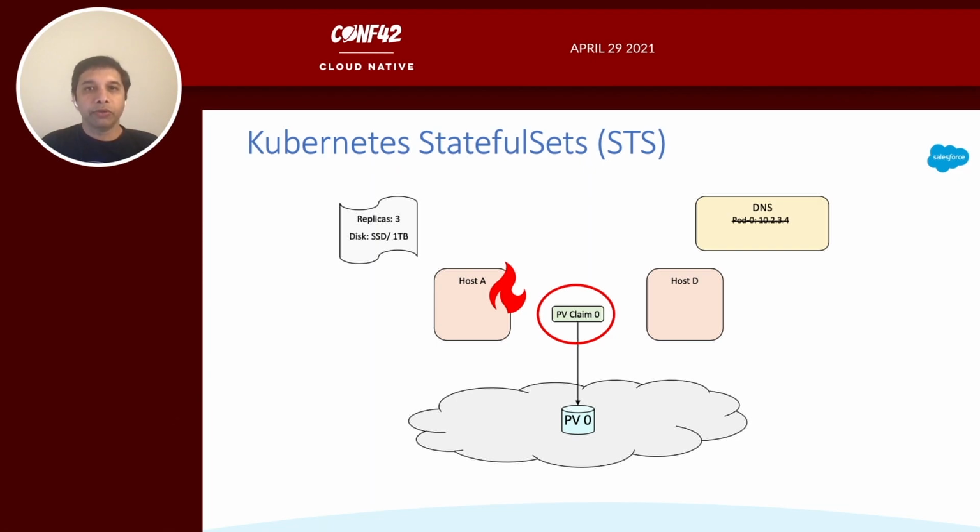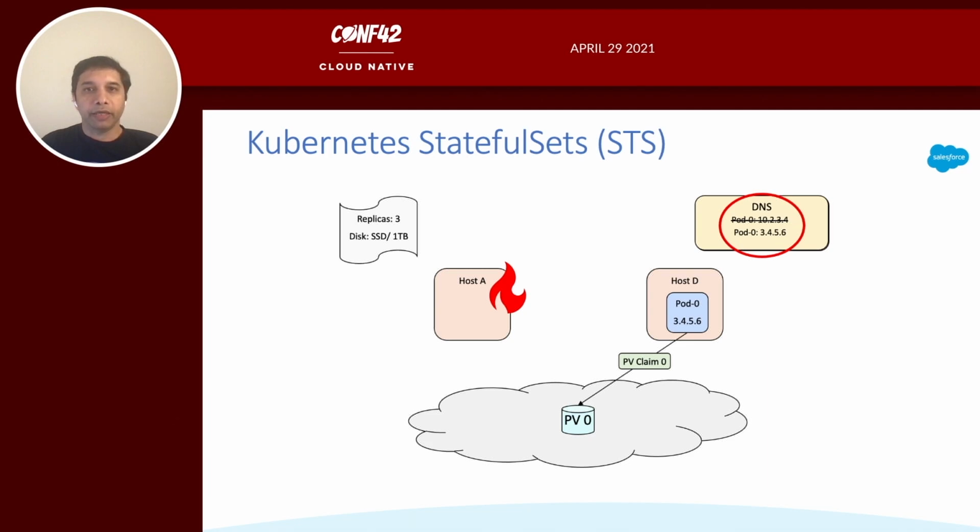Eventually, what Kubernetes will do is that it will find another free host, like host D in this example, and recreate the same pod. And so it has the same host name. Pod 0, the one that got destroyed, is recreated with the same host name. And because it has the same claim embedded inside of it, the same storage is again associated with it. And even DNS is updated to have the DNS record.